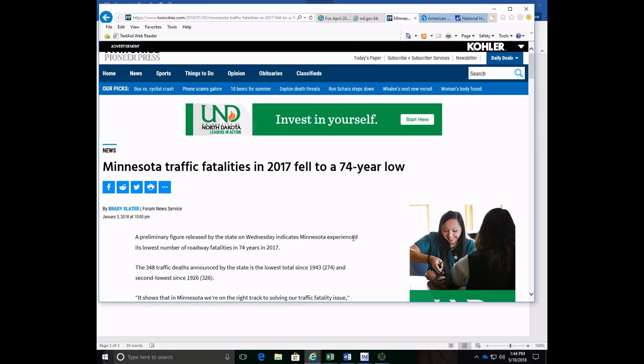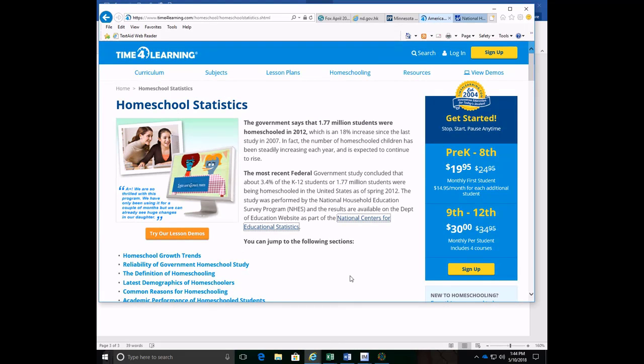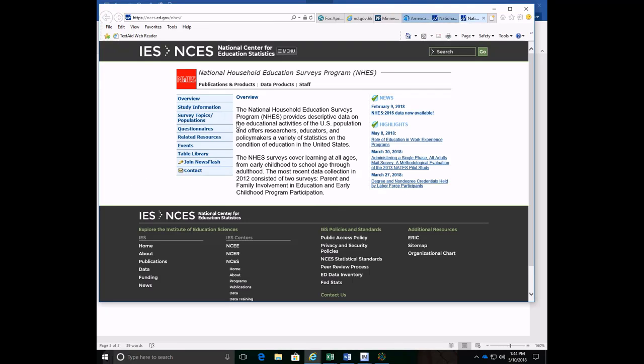Now I'm going to show you an example where it's not always easy to pick out the population and sample. Okay, this was something I found online where the government says that 1.77 million students were homeschooled in 2012, and that's an 18% increase. Great data, great statistics, but where did the data come from? So there's no information here to tell me what the sample was. A lot of times it's hidden in the back. If I click on this, all right, it says that the data came from the National Household Educational Surveys.